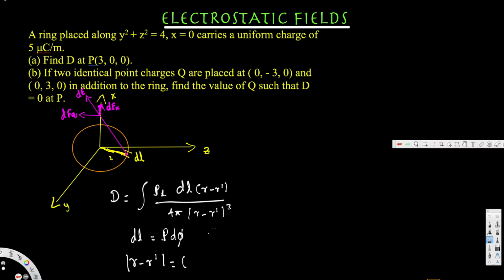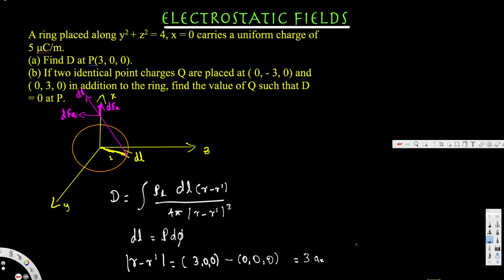And r minus r prime can be calculated using this formula. Since we have the point that's given, (3,0,0), we are trying to find the flux density at (3,0,0). So we are going to use that one, (3,0,0), and we have to subtract from it the origin. So (0,0,0), and that's going to give us 3 in the x direction, because this is the only value we have right now. If you subtract, that's the only one left, so it's 3 ax.